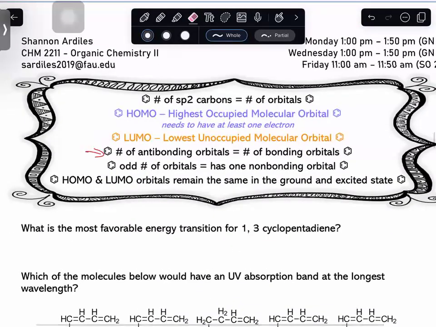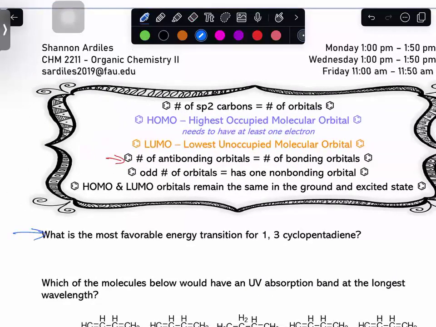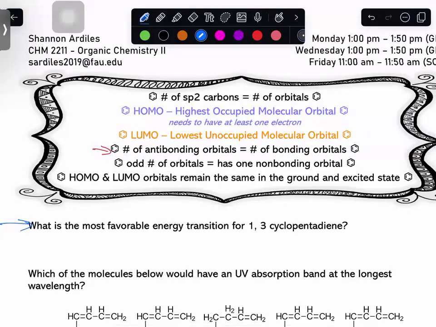So let's just finish with this question in here, which is very similar to what you're actually going to see on the exam. What is the most favorable energy transition for 1,3-cyclopentadiene? How would we answer that? There are 2 different answers. What's the transition that happens between any ground and excited state? You're moving from HOMO to LUMO. So that's going to be the answer for any molecule that you're seeing there.